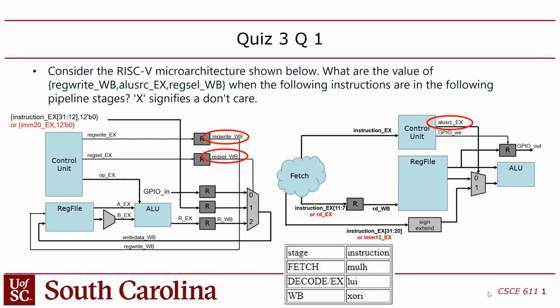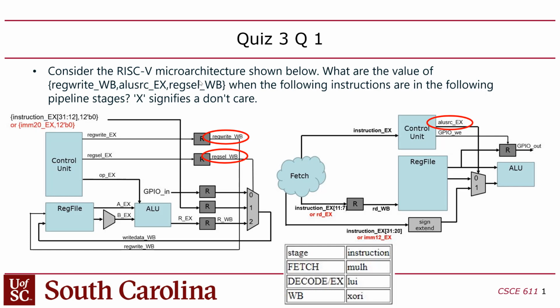So this question says, consider the RISC-V microarchitecture shown below. What are the values of regwrite WB, ALU source EX, and regselect EX? And notice I'm using Verilog syntax here, where I'm taking these three values and concatenating them together with these little curly braces. So what I'm asking is that you figure out what these values are and then concatenate them into one value.